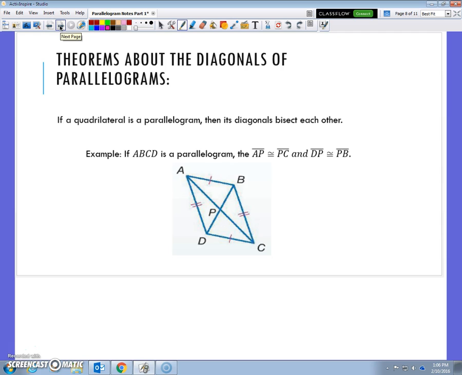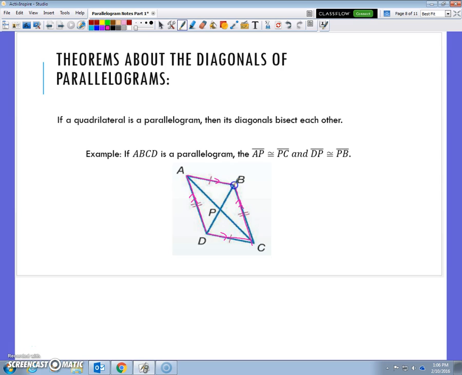Now we also have some theorems about diagonals, and these are the ones that are a little harder to remember. When we've talked about the relationship between transversals and parallel lines, it's the same kind of deal. We've talked about it, but now we're going to apply it to a specific figure. If we have a parallelogram, its diagonals bisect each other. So what it's saying is that in my parallelogram, I have these two pairs of congruent sides that are also parallel to one another.